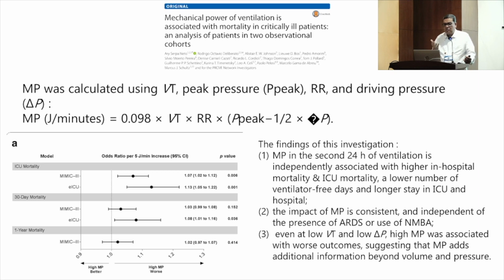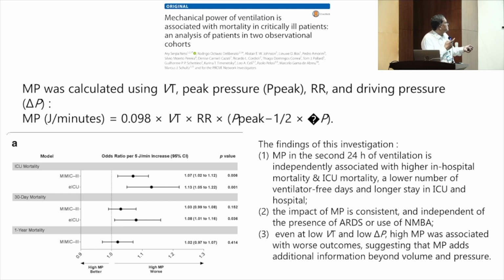So for mechanical power, you need to cover everything: the tidal volume, the peak pressure, the driving pressure, and the respiratory rate. There's a complicated formula to look at mechanical power. But basically, this study showed that the higher the mechanical power, the worse the outcome.